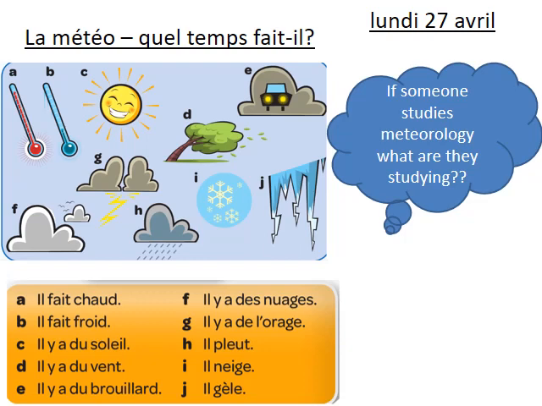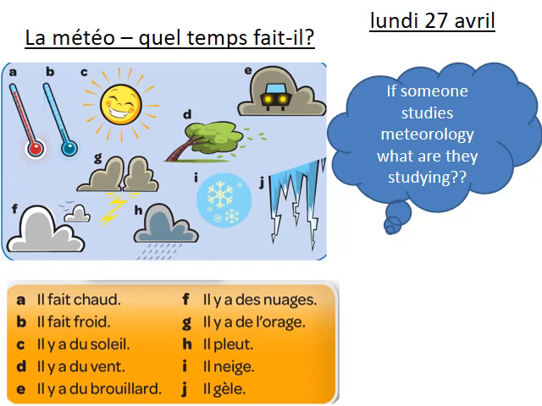E, il y a du brouillard. It's foggy. We'll come back to this one in a minute. F, il y a des nuages. It's cloudy. G, il y a de l'orage. It's stormy.